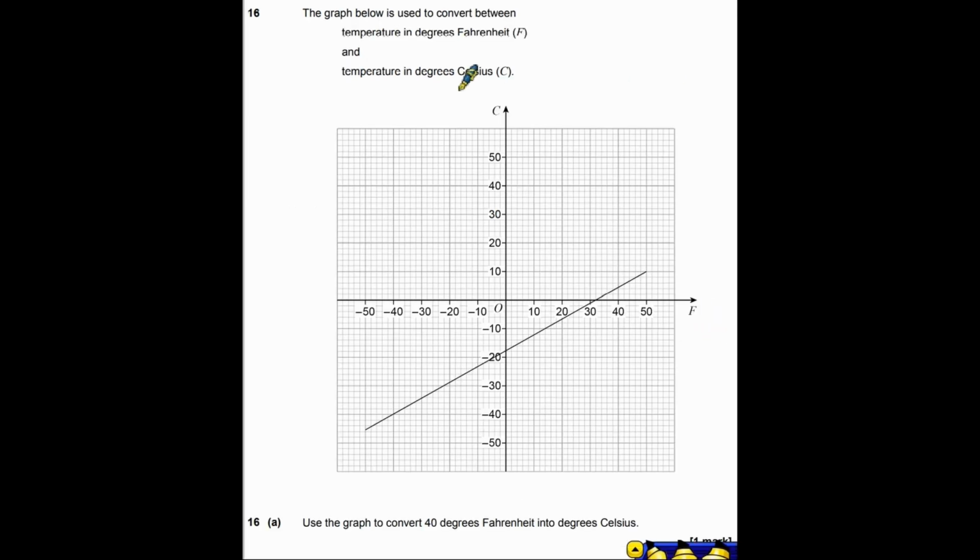Question 16. The graph below is used to convert between temperature in degrees Fahrenheit and degrees Celsius. And we're asked to use the graph to convert 40 degrees Fahrenheit into degrees Celsius. So this is just a matter of reading the graph. Fahrenheit is along the horizontal axis here, so Fahrenheit 40 is here. If we read up to the line here and read across to the Celsius scale, which is the vertical line, it is, in my eyes, about 4 degrees Celsius.